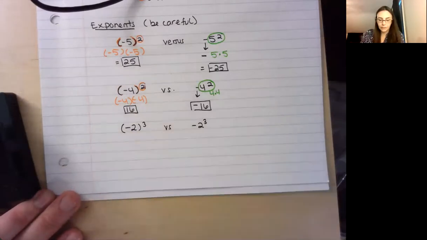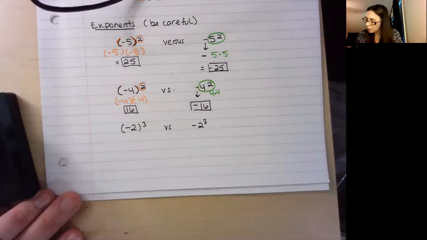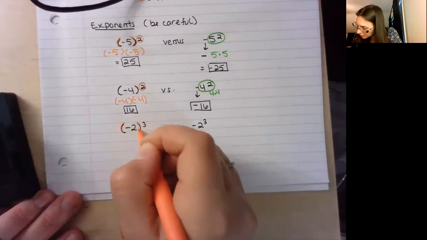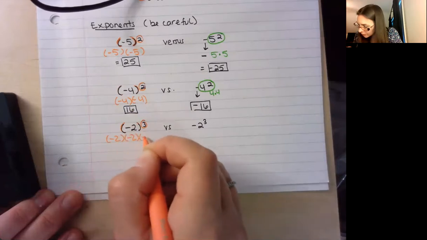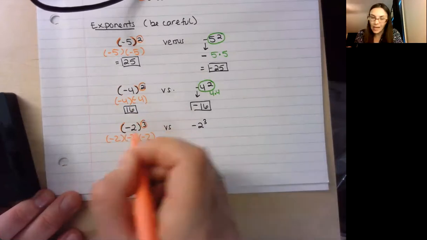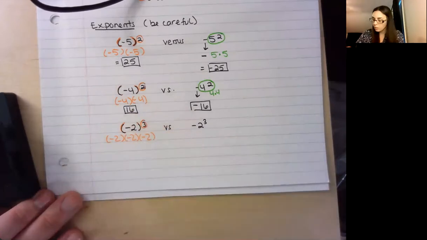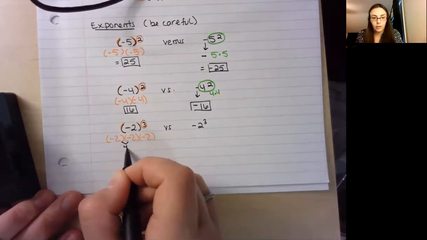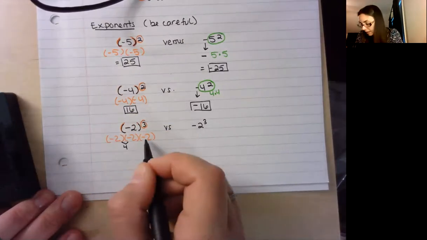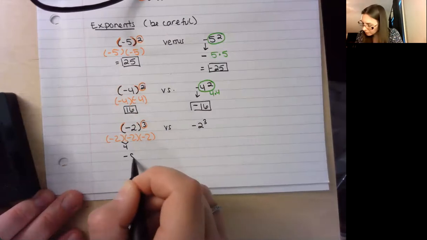Okay, let's do another one. So (-2) cubed, again, I have parentheses, so the whole thing is cubed. It's -2 times -2 times -2. Remember, the exponent tells you how many times to write that out. So -2 times -2 is positive 4, and then positive 4 times -2 is going to be -8.